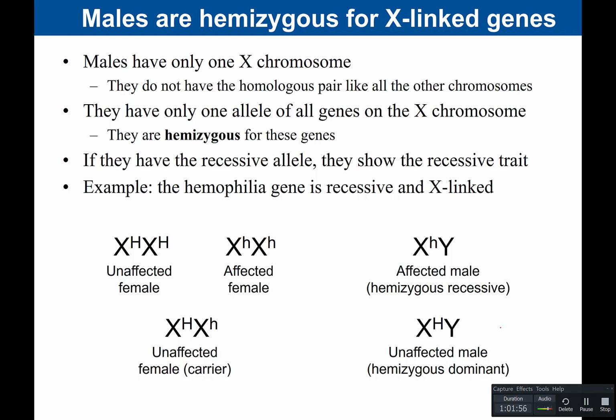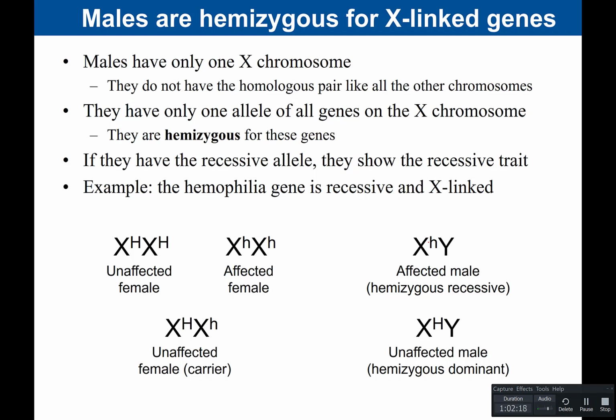So let me explain this. Let's say we're looking at hemophilia. Hemophilia is a disease where people who have the disease have problems with blood clotting. Their blood fails to clot properly. So hemophilia is sex-linked recessive. It's carried on the X chromosome.